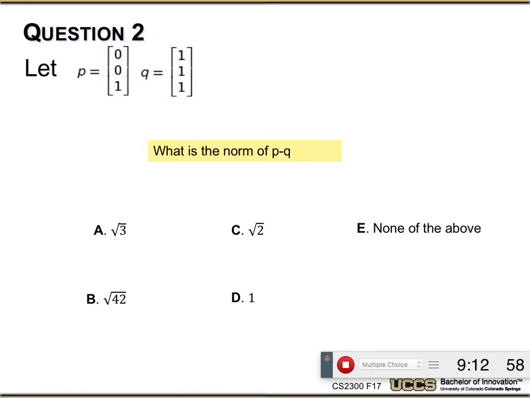Simple, do this one on your own. What is the norm of P minus Q? Another word for norm is magnitude.